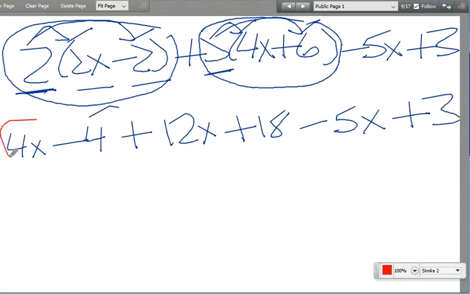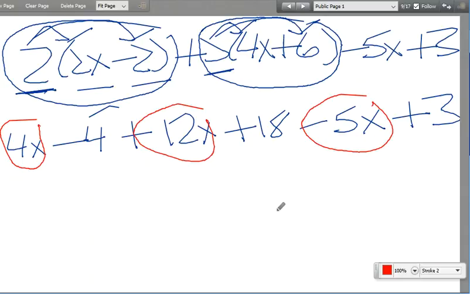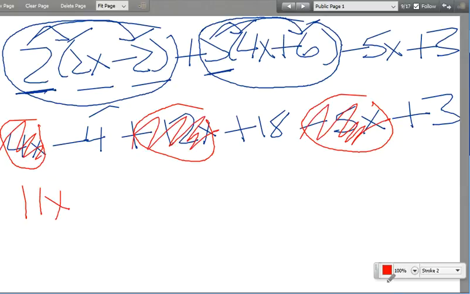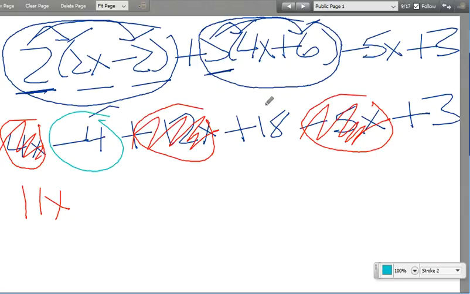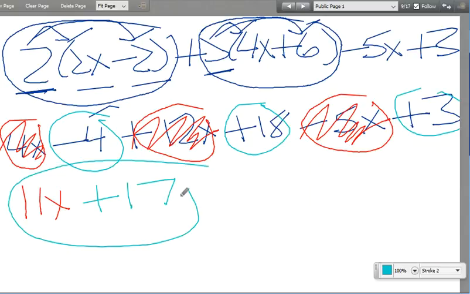Okay, so 4x, positive 12x, negative 5x, those are all like terms. So in your calculator, you're going to put in 4 plus 12 minus 5. So 16 minus 5 is 11. Okay, so we just took care of these. And then we have negative 4 plus 18 plus 3. So negative 4 plus 18 is 14. 14 plus 3 is 17. 11x plus 17.